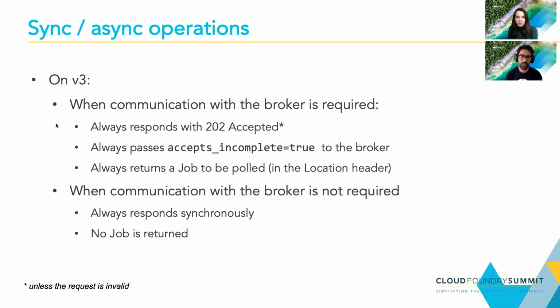On V3, we decided to simplify those interactions by taking a simple approach: is any communication required with the broker? If that's the case, it will be asynchronous. So the client that is talking to CAPI will receive a 202 Accepted, unless the request is invalid, with a job that they can use to poll. Any request to the broker will be sent with accepts_incomplete equals true. So CAPI will always request asynchronous when possible for the broker. On the other hand, when communication is not required with the broker, it will usually be synchronous and will return no job.